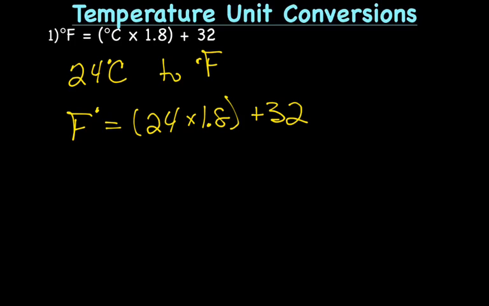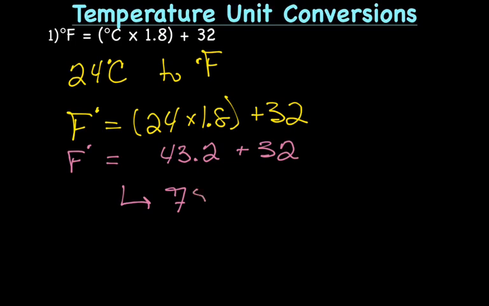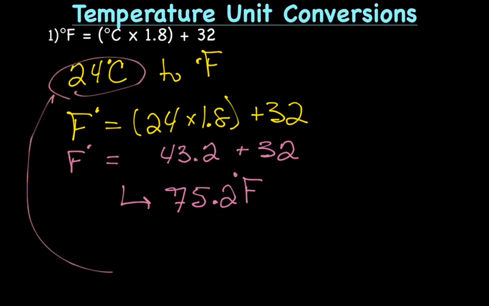So we can start by multiplying the 24 by 1.8. And I hope some of you are checking up on me and not just believing that I'm going to punch these all right in my calculator. I got 43.2 plus 32. So that gives us 75.2 degrees Fahrenheit. So 24 degrees Celsius is 75.2 degrees Fahrenheit.